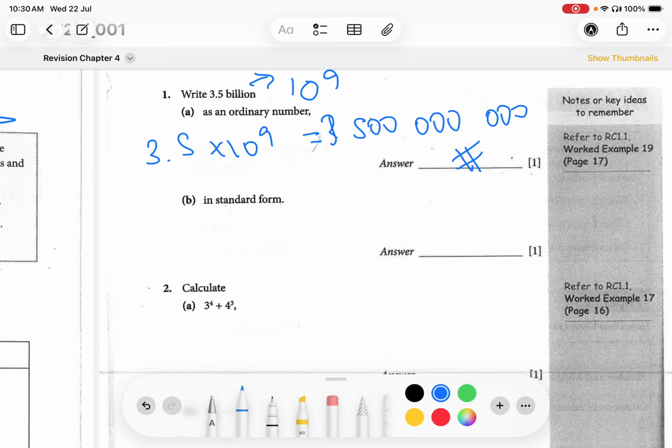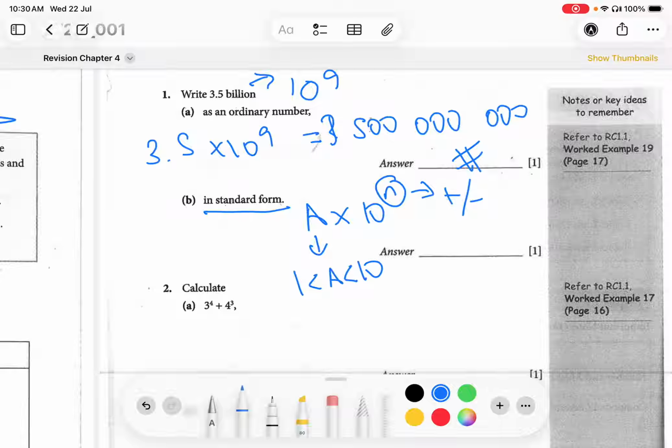Okay, for this answer, you press calculator: 3500, then six zeros behind. Standard form means a times 10 power n. This n is either a positive or negative number. This a is between 1 and 10. So my answer for this 3.5 billion in standard form is just this. This is my answer already.